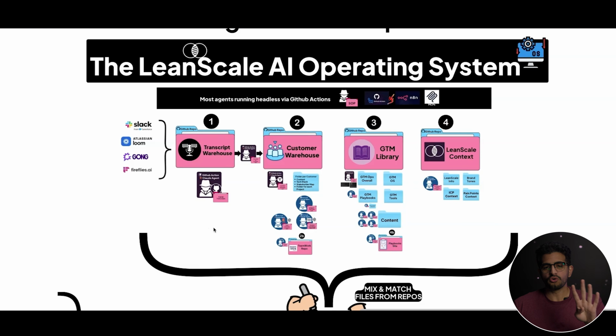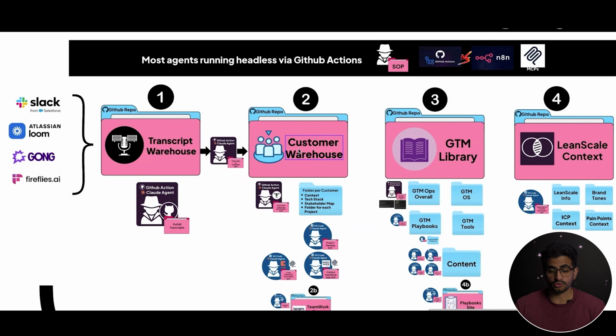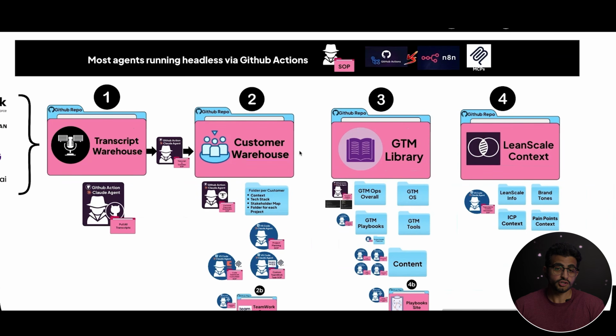So we have 4 folders that really make up the backbone of this entire operating system. The first one is going to be our transcript warehouse folder. The second one is our customer warehouse folder where all of our customer intel is. The third one is going to be what we call our GTM library. It's pretty much all of the playbooks that we run in-house. And then the fourth one is our Lean Scale context folder that houses all of the context particular to us.